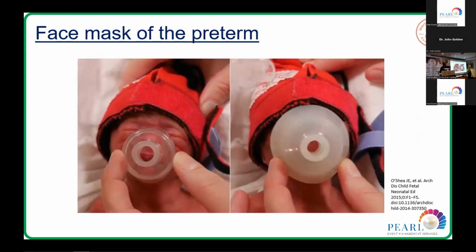This is the mask for the preterm. If you use a large size, there will be no good seal. This one is like 35 millimeter and this one is 50 millimeter.